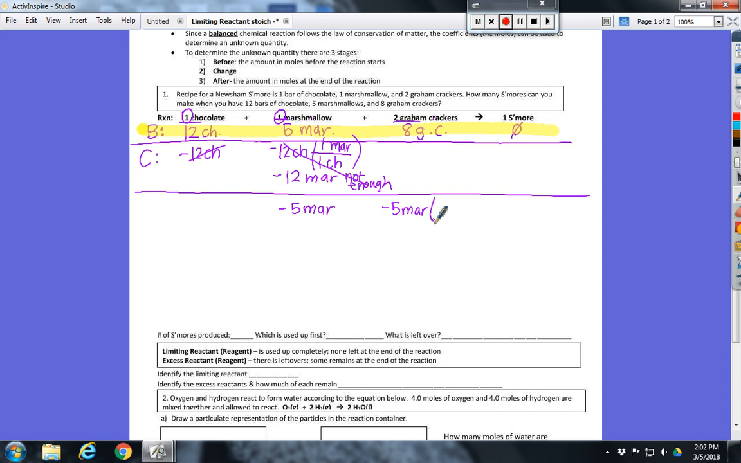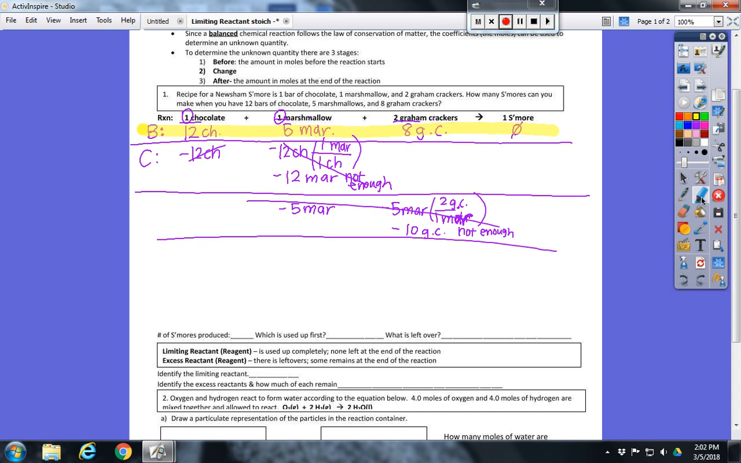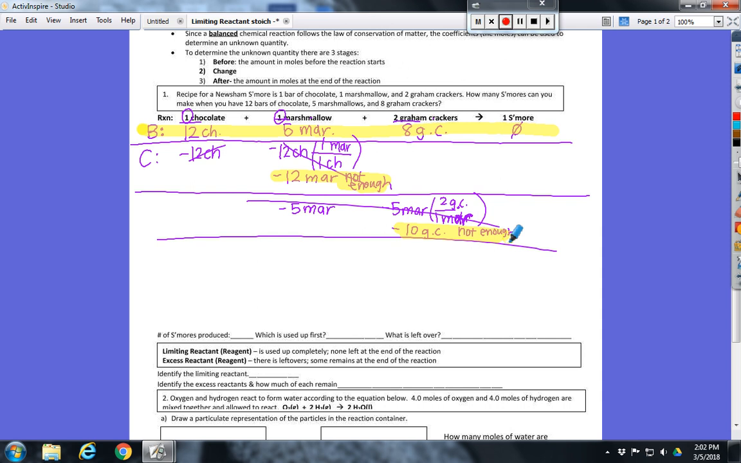And how many graham crackers would I need for 5 marshmallows? So I use that mole ratio from where I started, 1 marshmallow to 2 graham crackers. And when I multiply that, I get 10 graham crackers is what I would need. And do I have enough graham crackers? Remember, we highlighted that for a reason. No, I don't have enough. Not enough. So I can't do that change, so I can cross that out if you want to. I like to use highlighting so that when I look back at this, I know what happened. So I didn't have enough here. I didn't have enough here, which is why I crossed them out.